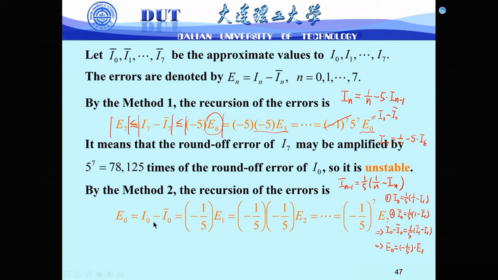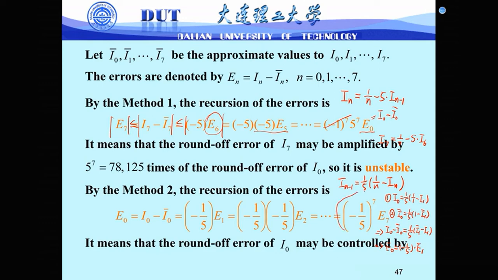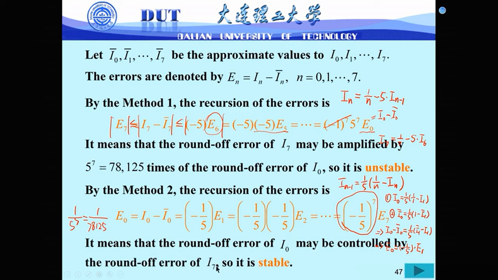So at last, from E0 to E7, now you see the factor is 1 over 5, the power is 7. Here we should know this is a very small number. If we consider the absolute value, it just means 1 over 5 power 7, so it is just 1 over 78,125. So it is a very small number. So the roundoff error of I0 may be controlled by the roundoff error of I7. So that is why it is stable. It's okay for you?